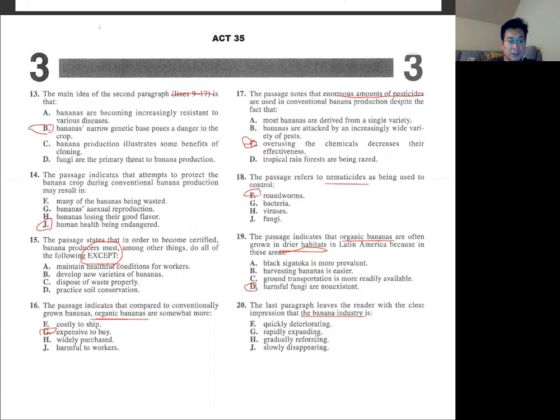And number 20, it says, the last paragraph leaves the readers with a clear impression that the banana industry is getting better, right? It's making improvement. That's why it is H. Now going back to the except question, number 15, which one that we cannot see in the passage is B. We don't see any new variety of bananas. They talk about how it is different now, that they try to come up with better ideas to stop pesticides and all this stuff.